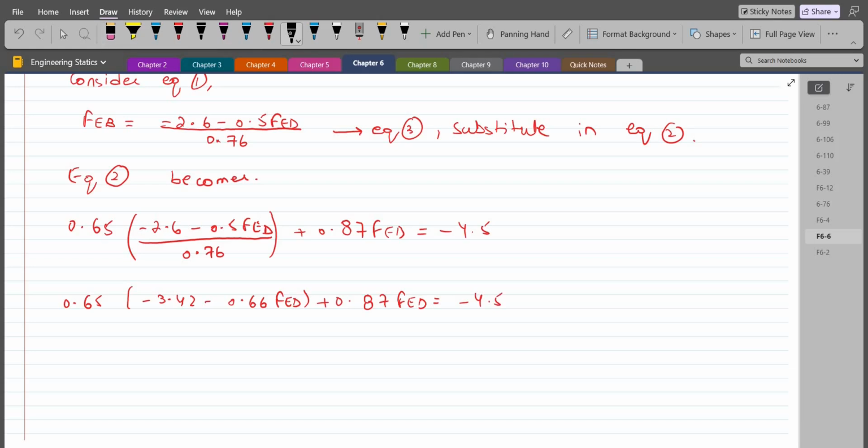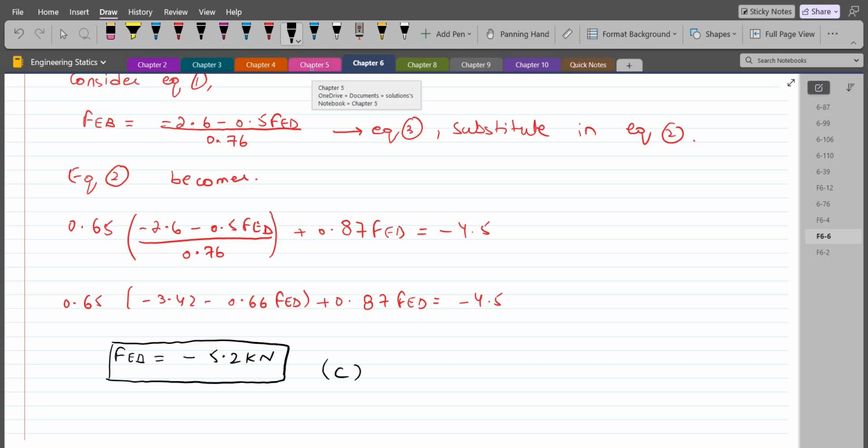So upon further simplification, FED comes out to be negative 5.2 kilonewtons. And you can see that the answer is negative. And earlier we had assumed FED to be a tensile force. So in fact, it is a compressive force.